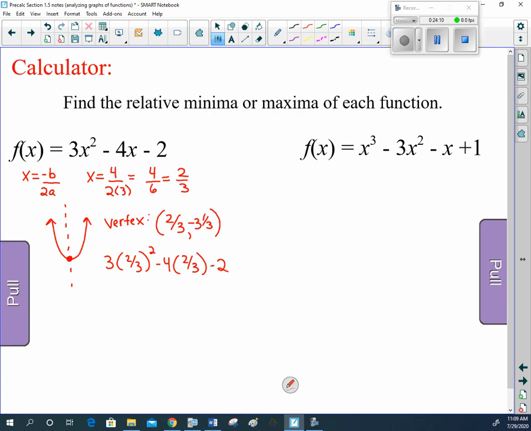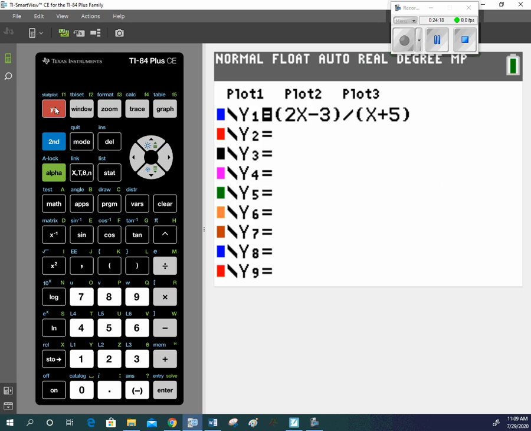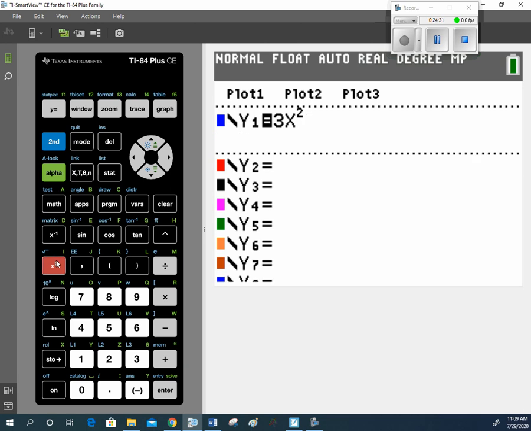So this one also says you can do it on a calculator. So if we were going to do it on our calculator, let's pull that in. I would go to y equals, clear that out, and we'll type in our equation. So it was 3x squared minus 4x minus 2, and then hit graph.